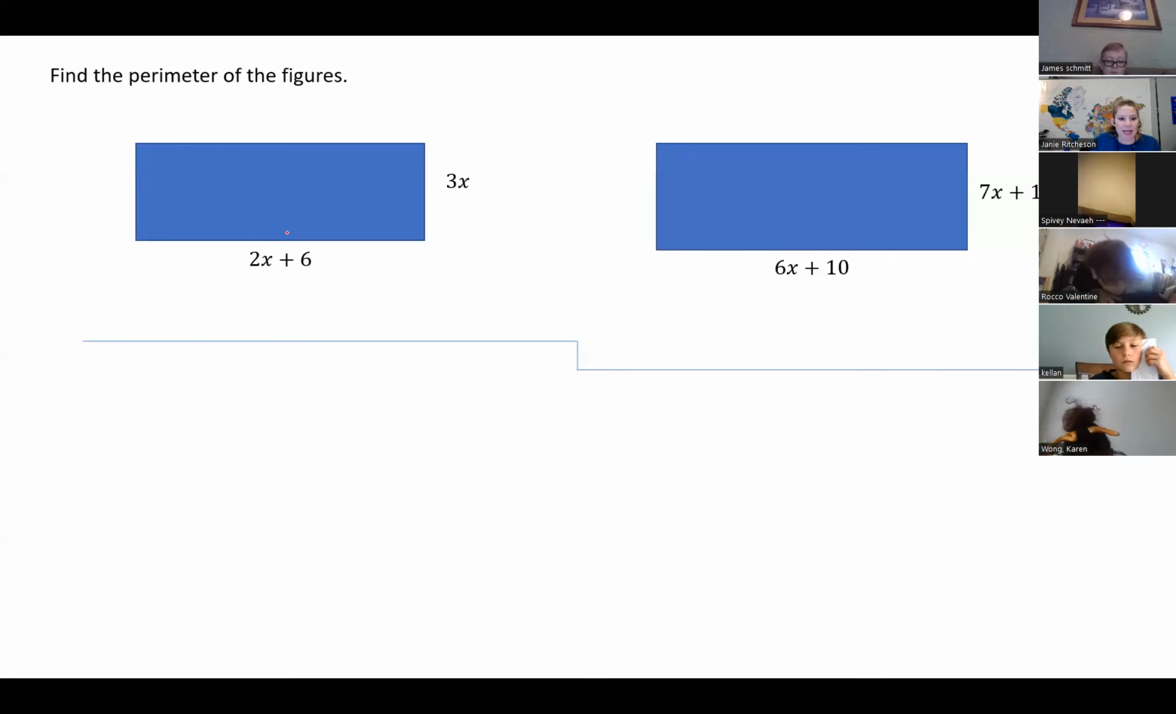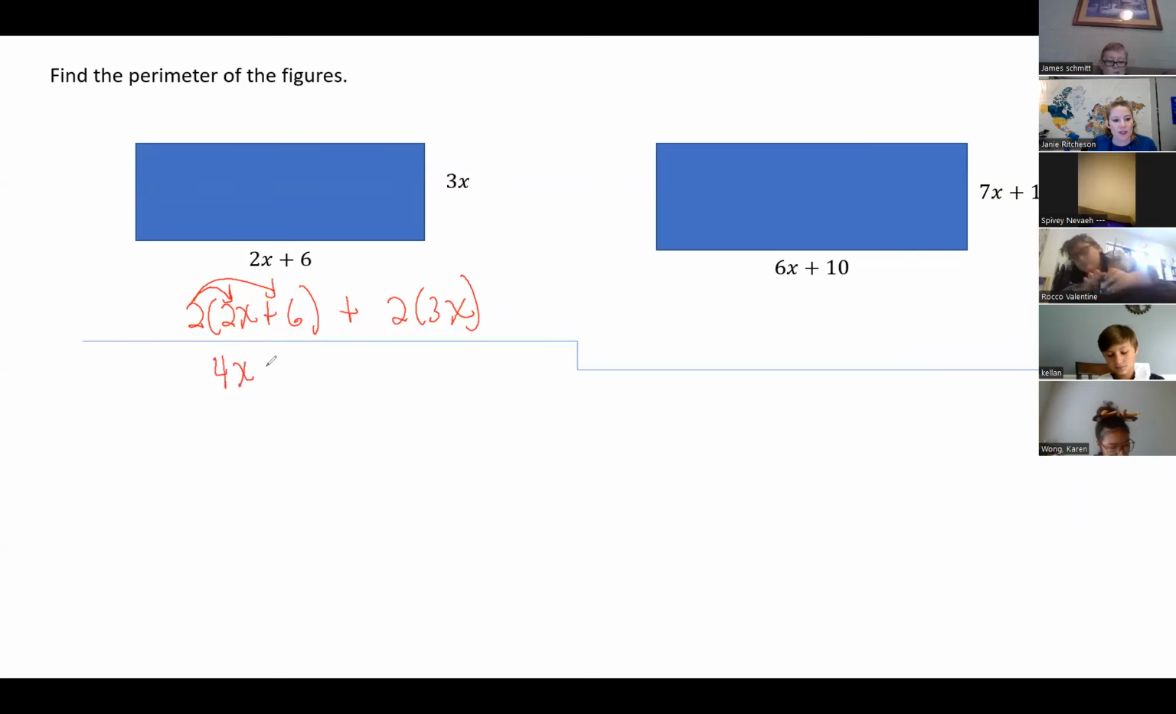All right, let's see what you guys got. So perimeter, that means you're adding all the sides together. So we're going to double 2x plus 6. And we're going to double 3x. So write this down. A lot of you missed it, unfortunately. All right, so when we double 2x plus 6, 2 times 2x is 4x. 2 times 6 is 12. Plus 2 times 3x is 6x.